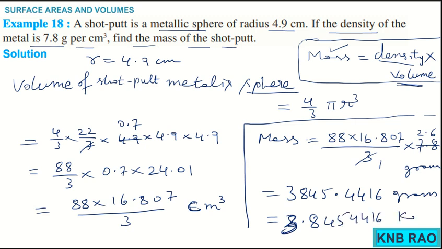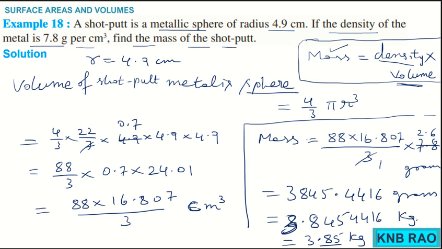On converting it into kg, it becomes 3.8454416 kg, because 1 kg is 1000 grams, that means I have to shift 3 places, and approximately how can you say it is 3.85 kg. Okay, it's an approximate value, correct to 2 decimal places. So it's 3.85 kg approximately, we can write it.